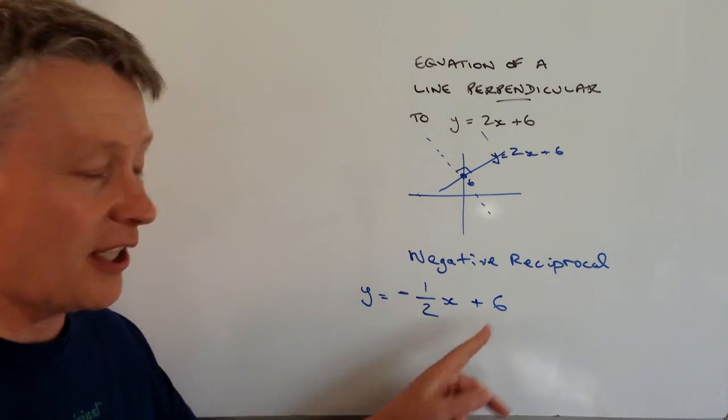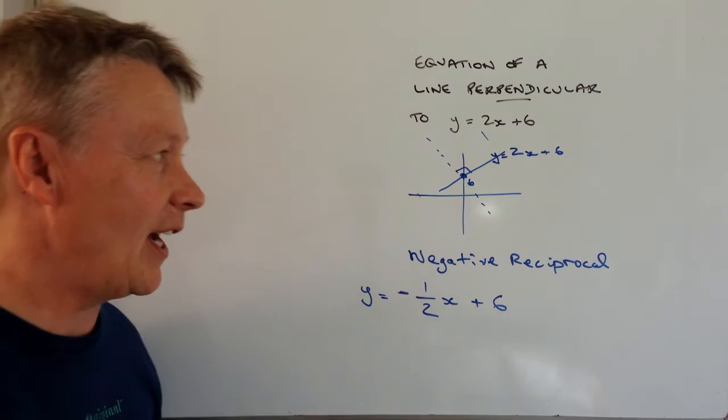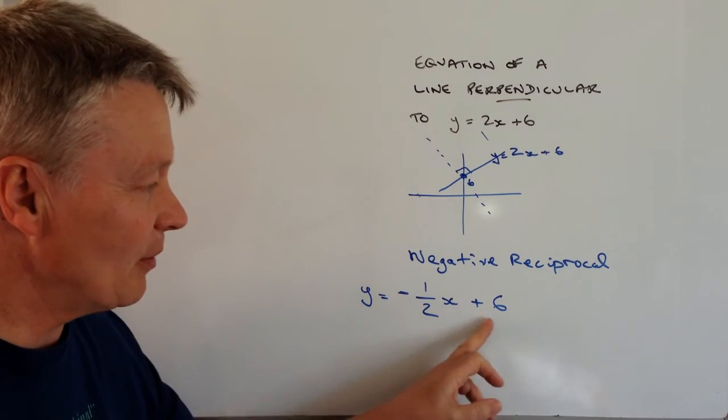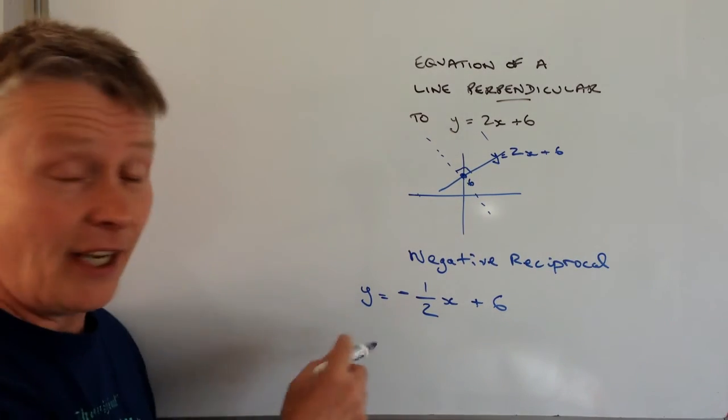We could do a slightly different value of that by having a bit more information, but at the moment it's probably best to leave it at plus 6. And that would be the answer to the question.